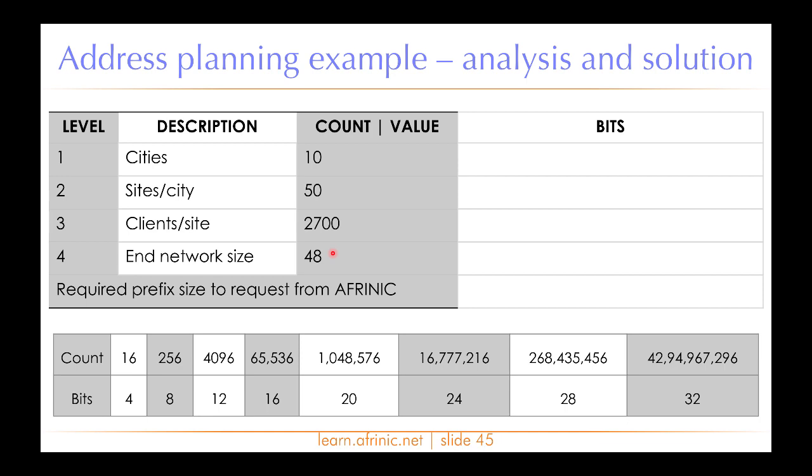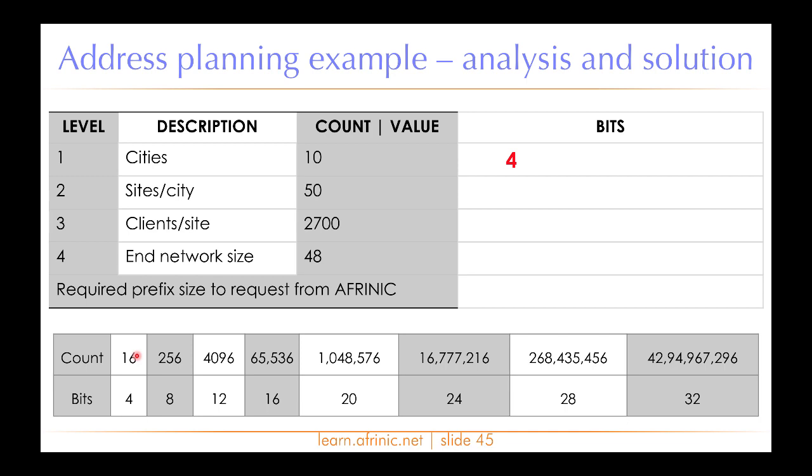Now here comes the calculation. How many bits do we need for each of these levels? For the 10 cities, for the 50 sites in each city, for the 2,700 clients at each site. So for the 10 cities, we just come down to this lookup table and look for the closest integer that is equal to or just greater than 10, and that is 16. So we need 4 bits to represent 10 cities.